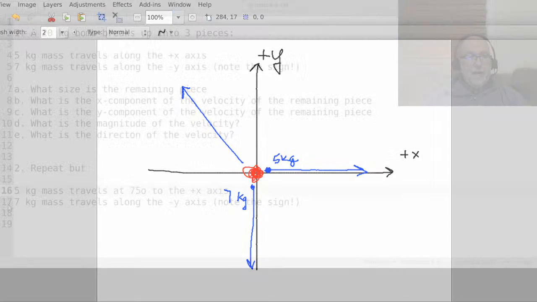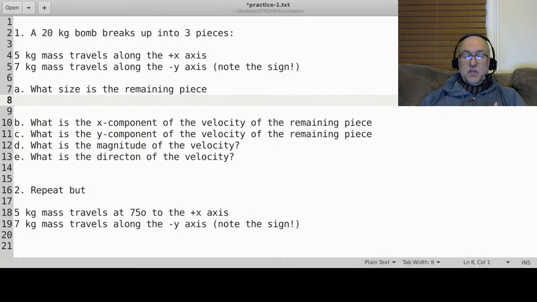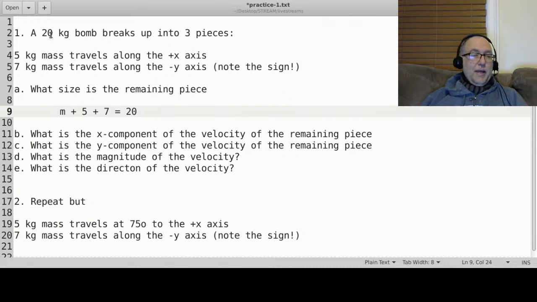Okay, so the first question asked, let's switch back here. The first question is actually super trivial. It's like, what size is the remaining piece? And the only reason I asked that question is to just reaffirm that conservation of mass is its own conservation law. In addition to conservation of energy and conservation of momentum, there's also conservation of matter. And so whatever that other piece is, whatever that m is, plus the 5 kilograms plus the 7 kilograms, that's got to equal 20 kilograms. That's what we mean by conservation law.